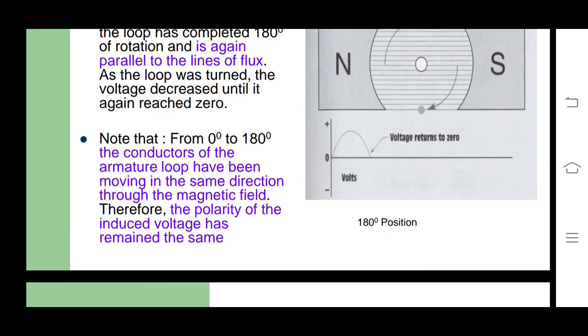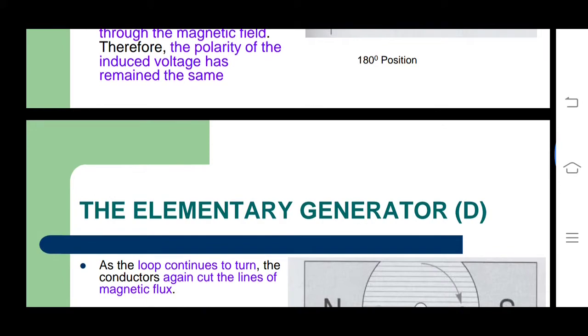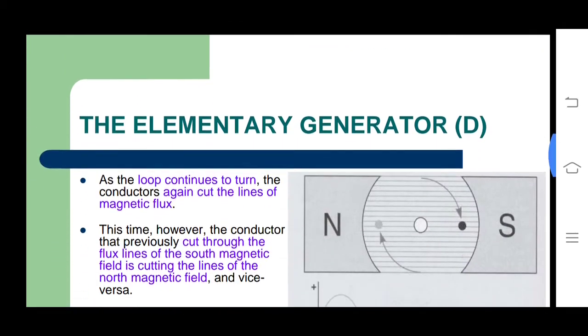From 0 to 180 degrees, the conductors of the armature loop have been moving in the same direction through the magnetic field. Therefore, the polarity of the induced voltage has remained the same. At 180 degrees also, zero voltage.